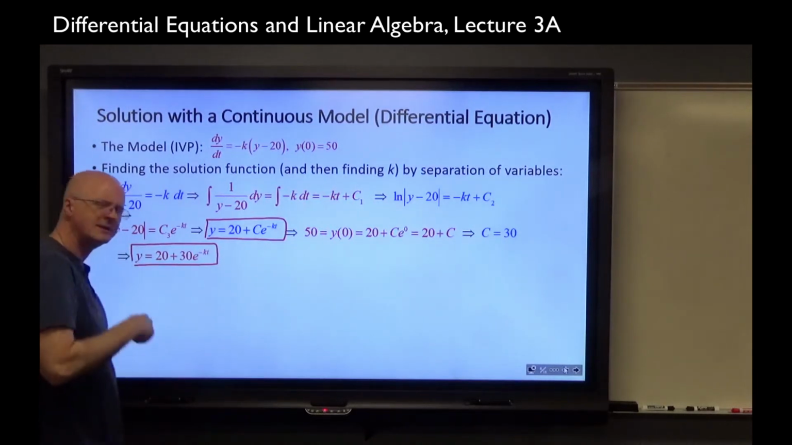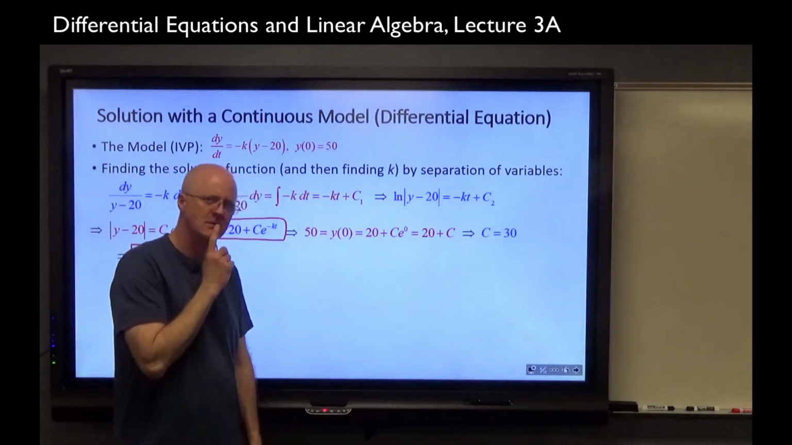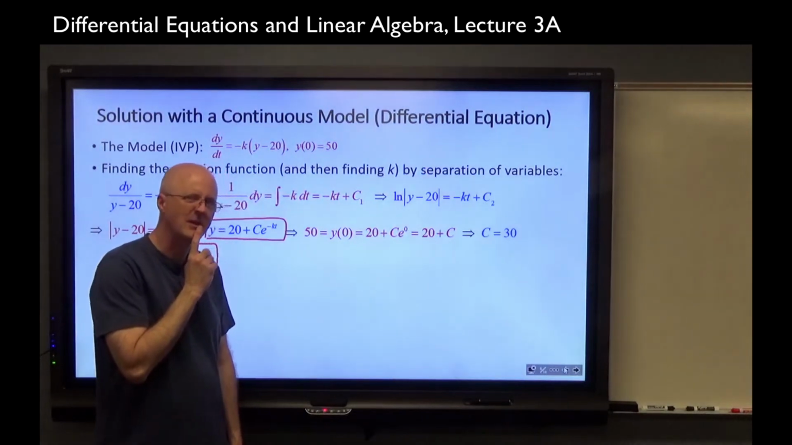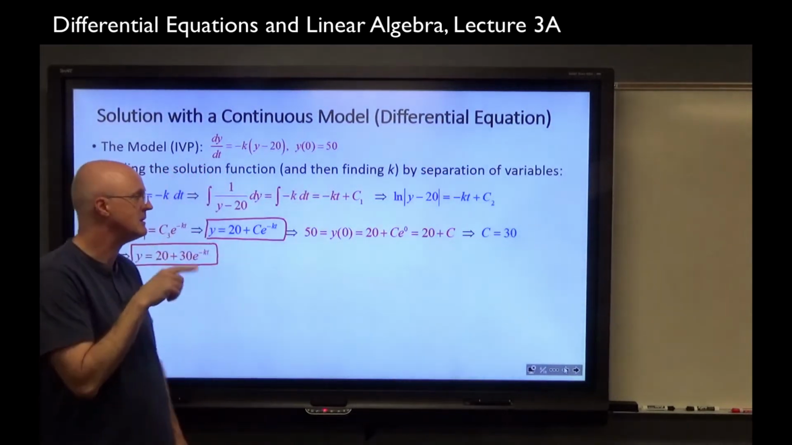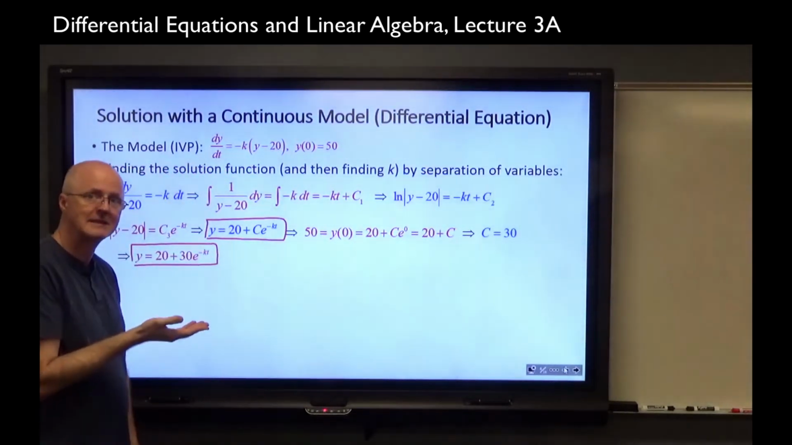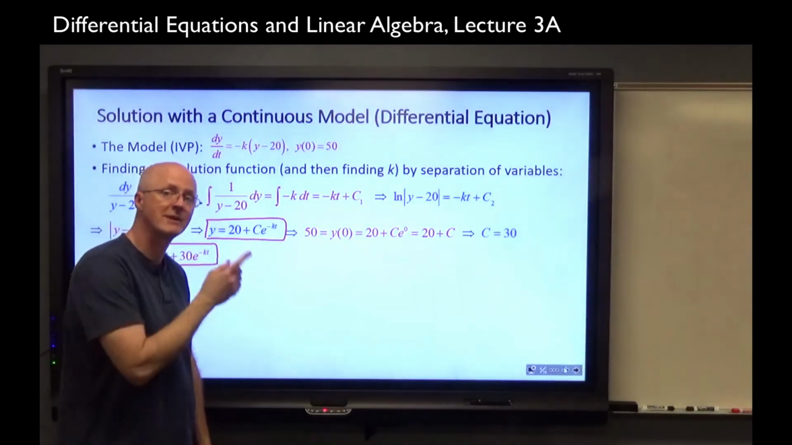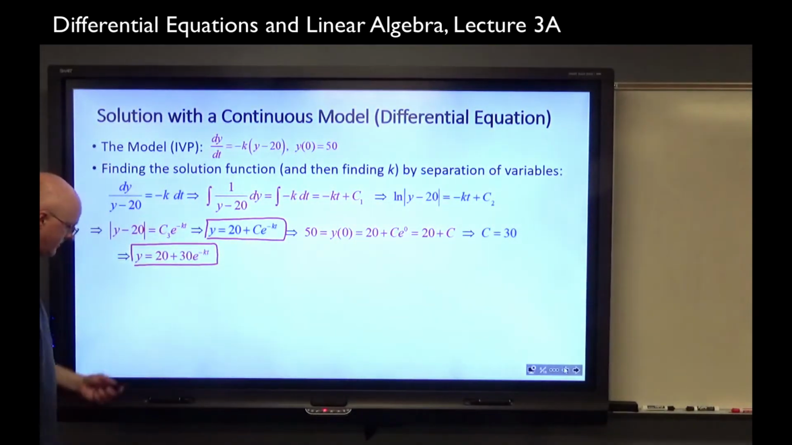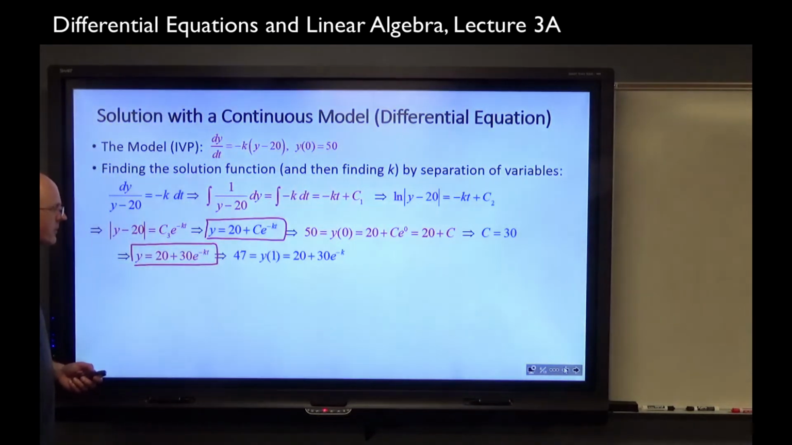Notice I'm not solving for k first here. That's typically what you want to do, is not solve for k first. We're going to use the fact that at 1 minute the temperature is down to 47 degrees to solve for k after I've got this formula. That's what I'm doing now. Plug in y equals 47, t equals 1, solve for k.